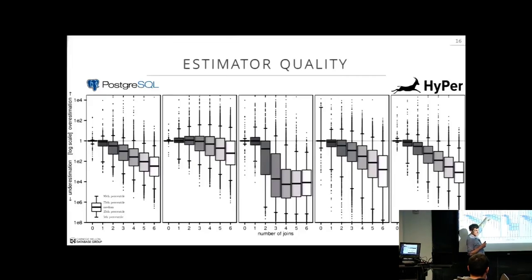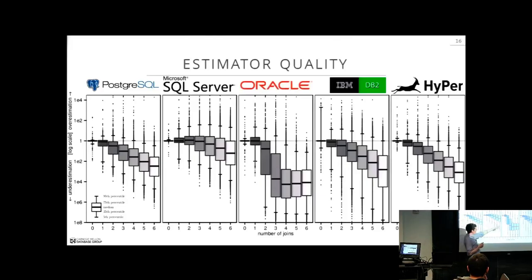All right, and then you have these two here. They're degrading, but this one actually performs the best out of all of them. Anyone take a guess what this one is? He says DB2. He says SQL Server. Anybody else? All right, SQL Server, Oracle, DB2.